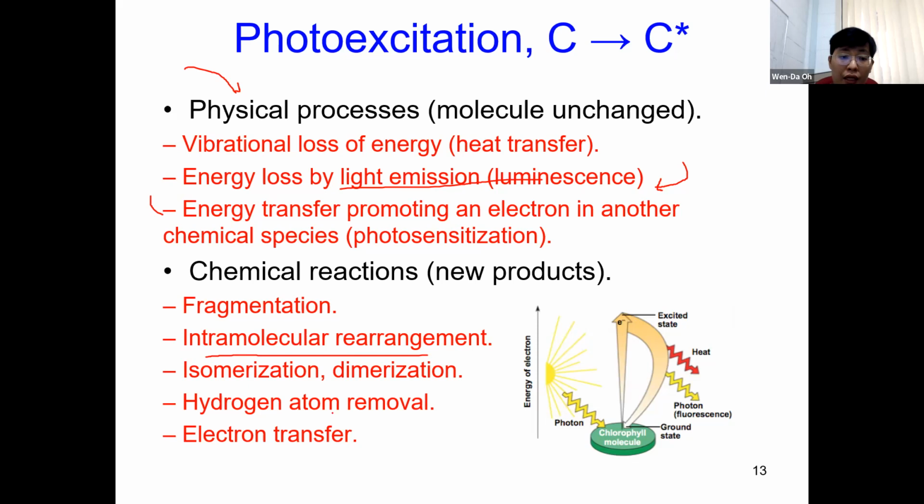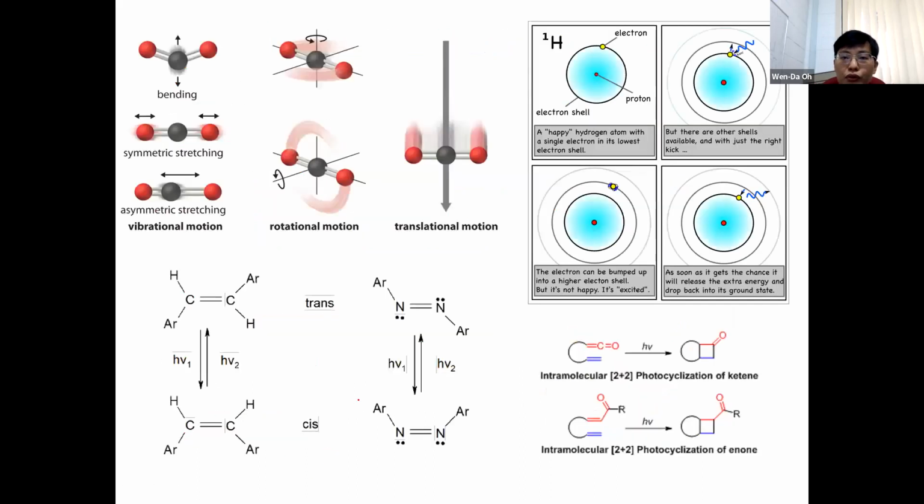Then we have isomerization, which means an interchange between the cis and trans structure of that particular isomer. Then we have hydrogen removal and electron transfer. Just to have some visual look on what is actually happening.